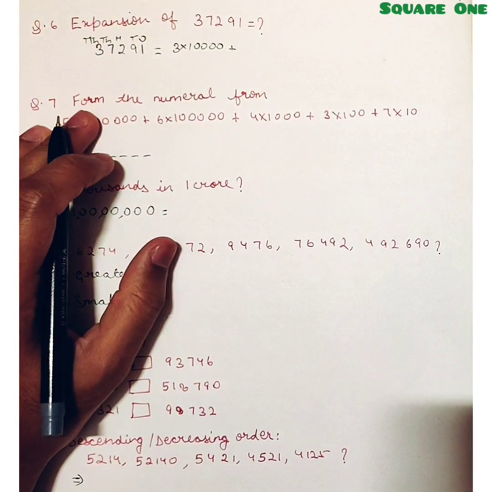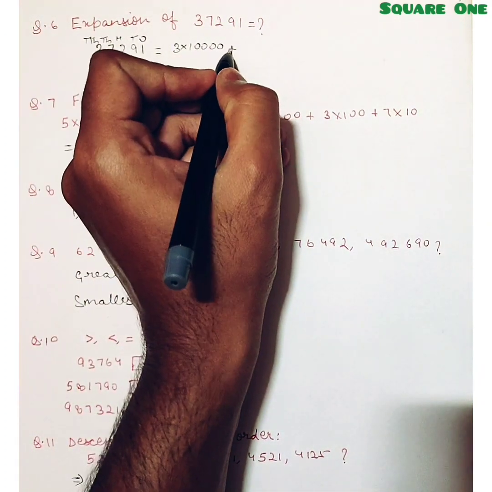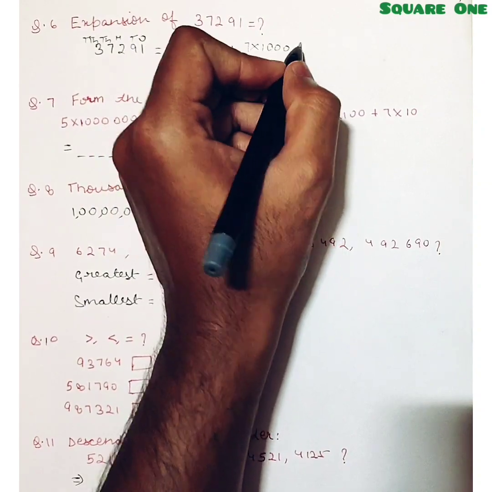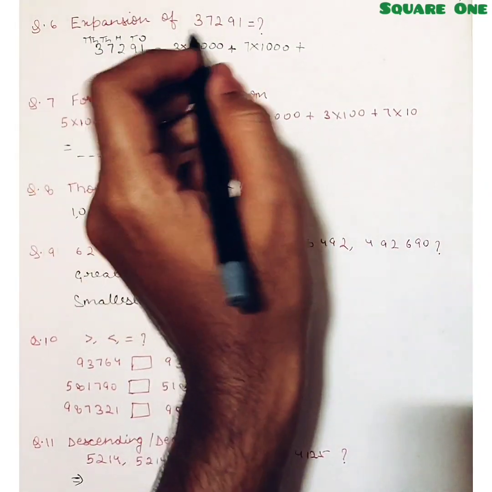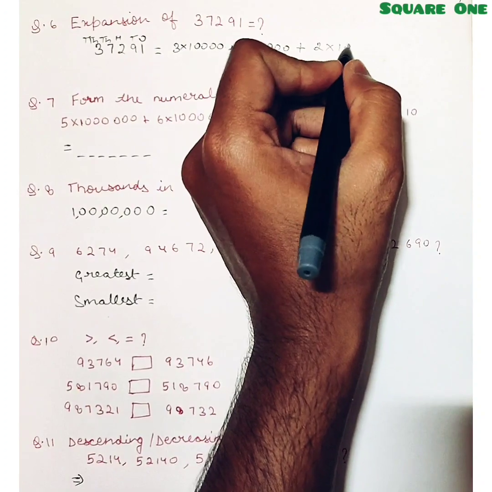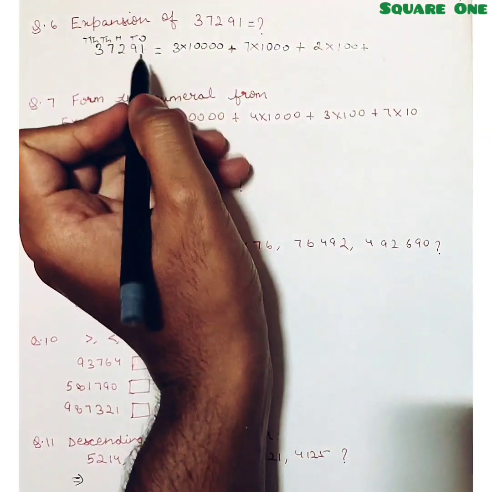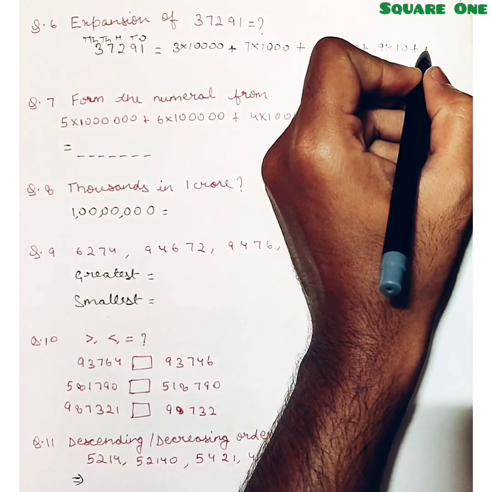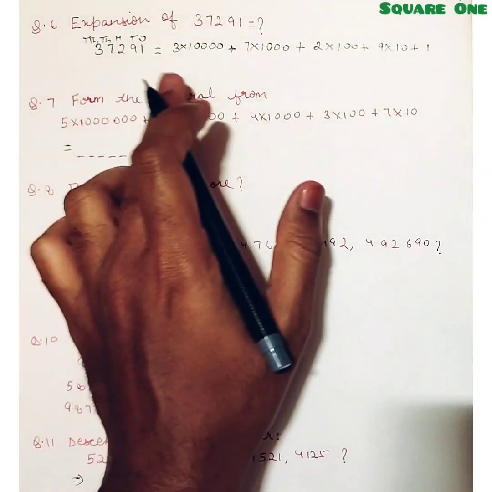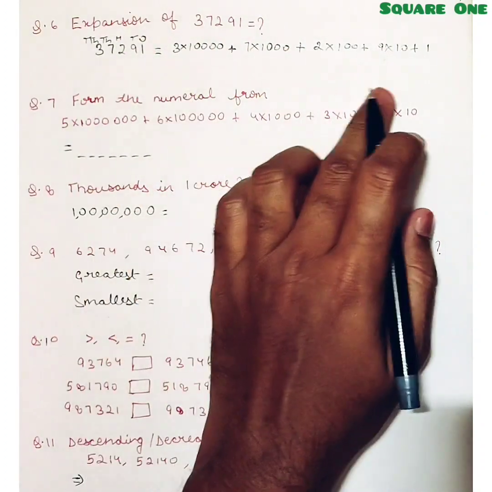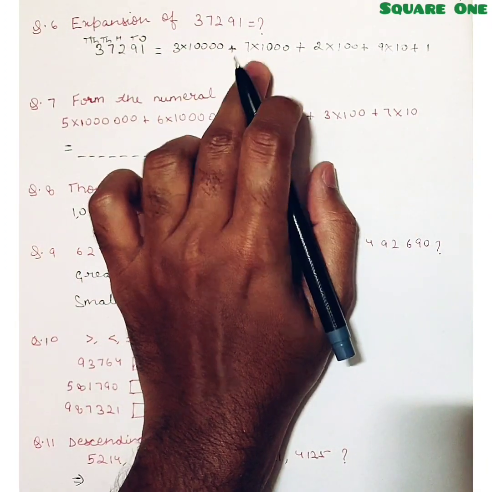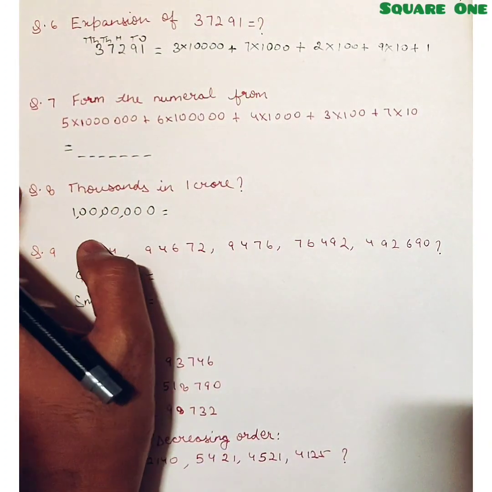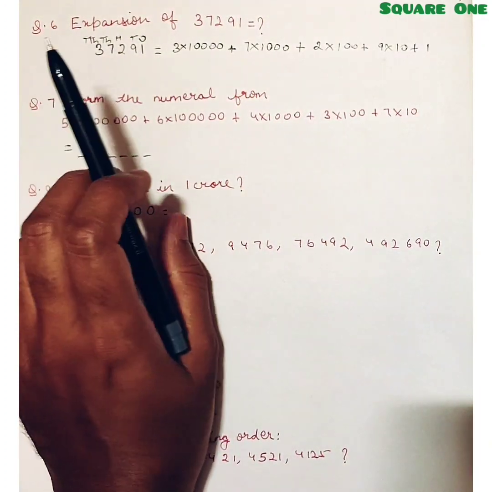7 occupies the place of thousands, so it will be plus 7,000 or 7 into 1,000, plus 200 or 2 multiplied by 100. 9 takes the place of tens, so 90 or 9 multiplied by 10, then 1. Simply I have written it directly. I didn't write the first step, that is 30,000 plus 7,000 plus 200 plus 90 plus 1. I have written the answer directly. Once you understand the concept, you can write the answers directly.